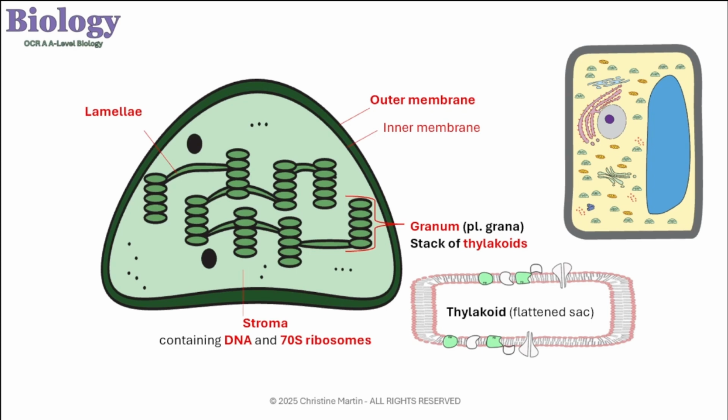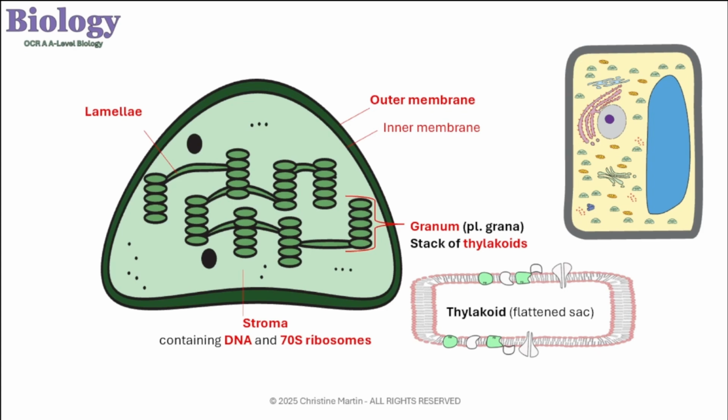The structure of the chloroplast is important for photosynthesis. Evidence for its evolutionary origin includes its double membrane, circular DNA, and 70S ribosomes. These features support the endosymbiotic theory, which proposes that chloroplasts evolved when a photosynthetic prokaryote was engulfed by a larger cell and formed a mutually beneficial symbiotic relationship.